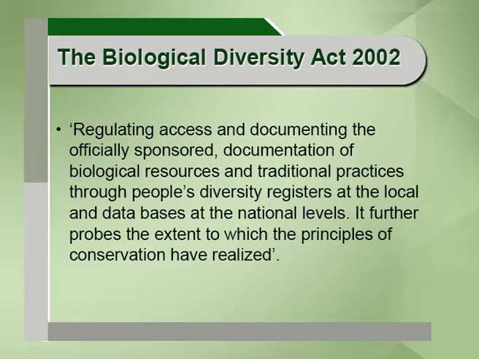What does the act say exactly? The definition of the act is regulating access and documenting the officially sponsored documentation of biological resources and traditional practices through people's diversity registers at the local level and databases at the national level. So it further probes the extent to which the principles of conservation have been realized. This act is especially to protect the biological diversity resources which exist in the forests.